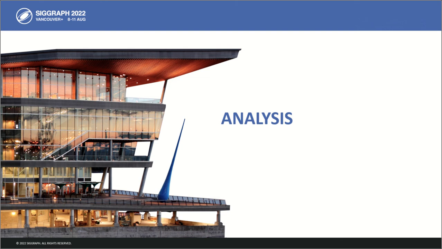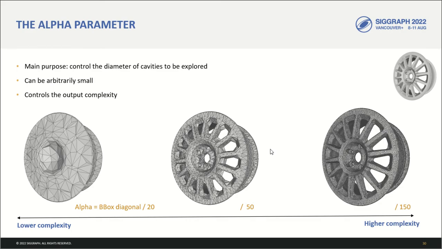Let's now analyze the impact of parameters. First, the alpha parameter, whose purpose is to control the diameter of cavities to be explored. It can be arbitrarily small, and it enables us to control the output complexity. Here is an example with a large alpha, then the bounding box diagonal divided by 20, divided by 50, and by 150. The final mesh has a higher complexity because at the end it also controls the sizing of the mesh elements. And this parameter determines which features will be present in the output.